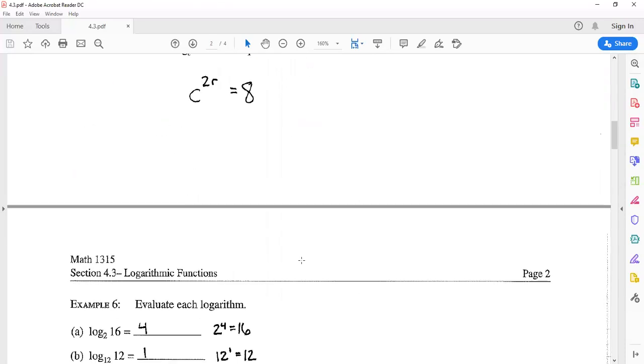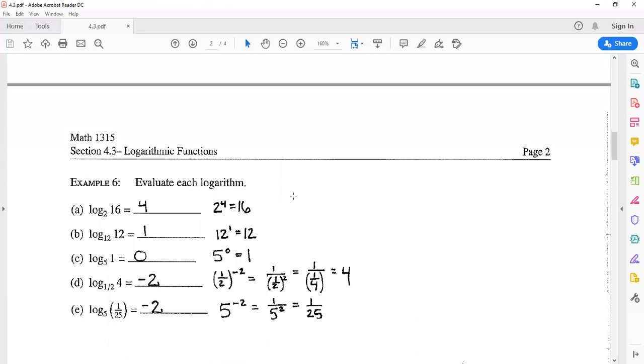Okay. So let's do a couple more concrete ones here. I like this next example, example 6. They ask us to find log base 2 of 16. Well, 2 to the what equals 16? 4. 2 to the 4 equals 16. Okay. They ask us to find now log base 12 of 12. Well, ask yourself, 12 to the what equals 12? 1, right? 12 to the 1 equals 12.